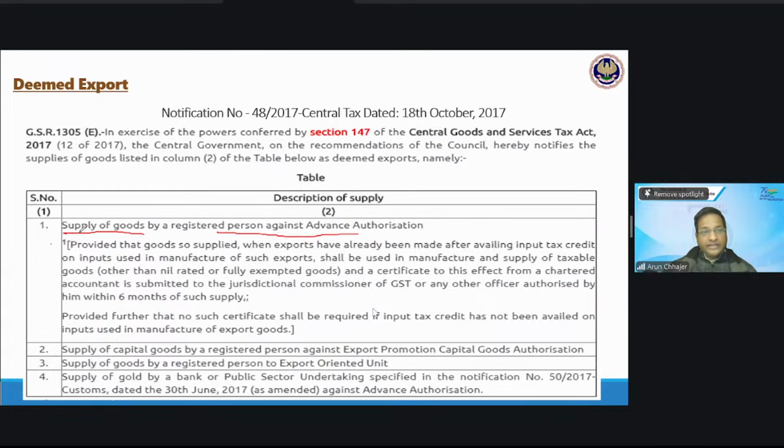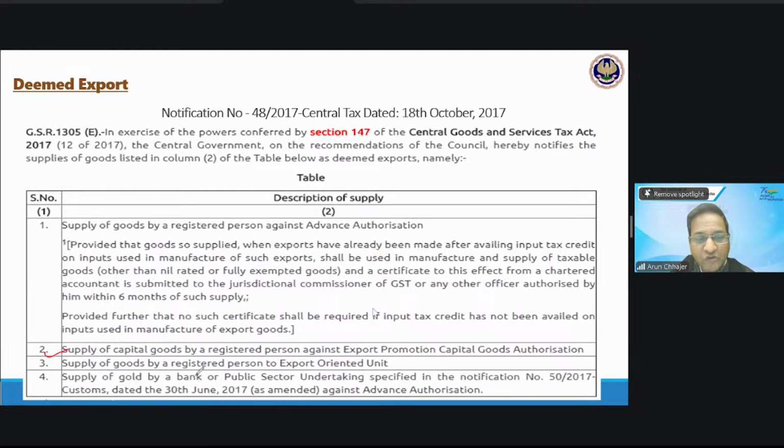A proviso has been added later on in that notification. The goods so supplied, when export has already been made after availing ITC on input used in manufacture of such export, shall be used in the manufacture and supply of the taxable goods other than nil rated and fully exempted, and a certificate to this effect obtained from the chartered accountant and submitted to the jurisdictional commissioner or any other officer authorized within 6 months, provided that no such certificate shall be required if the ITC has not been availed on the input used in the manufacturing of such export goods.